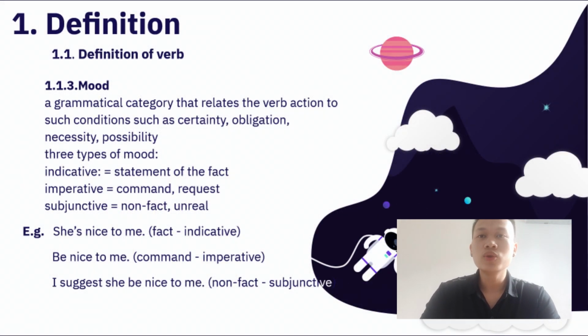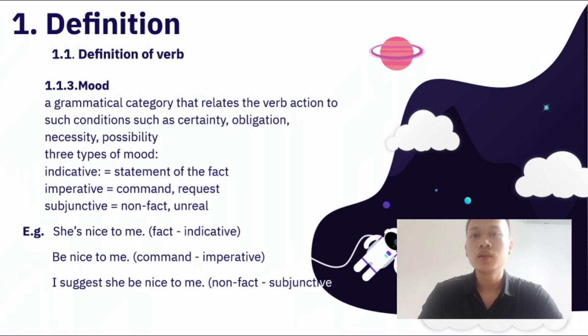And the third is mood, a grammatical category that relates the verb action to such conditions as certainty, obligation, necessity, and possibility. There are 3 types of mood. The first is indicative, which expresses a statement or a fact. Imperative mood expresses a command or request. And the last one is subjunctive mood, which expresses a non-fact or unreal thing.